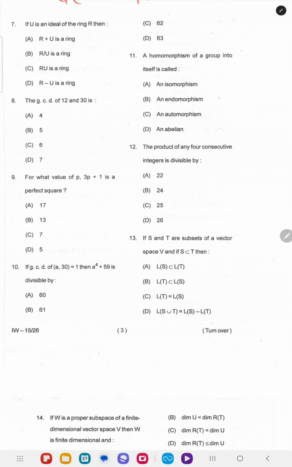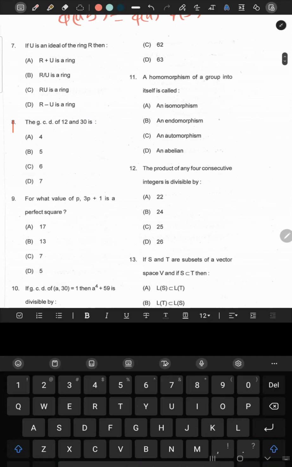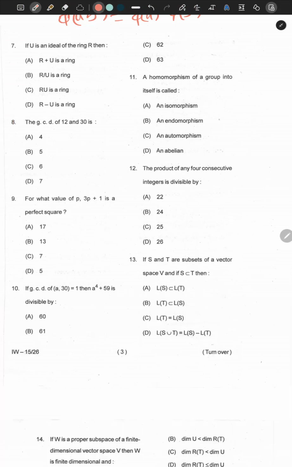Let us move to question number 7. Question number 7 is given that U is an ideal of the ring R. Here we can compare one thing, the ideal and the ring. Like in a group there is a normal subgroup N and the group G, similarly in a ring there is an ideal and the ring R.